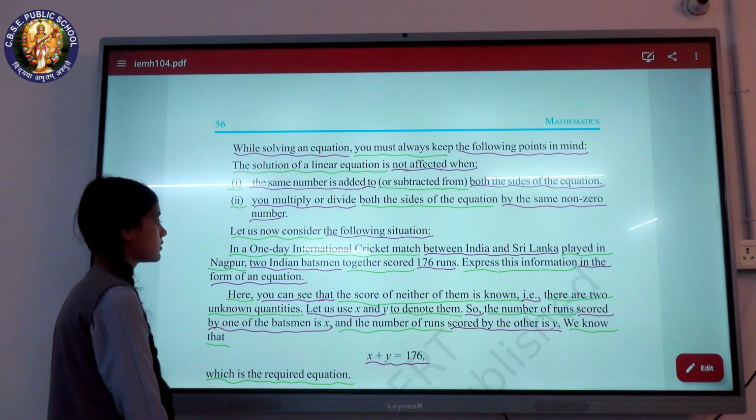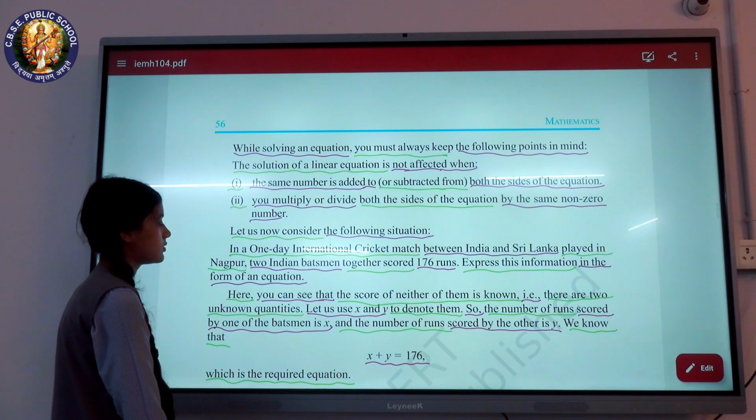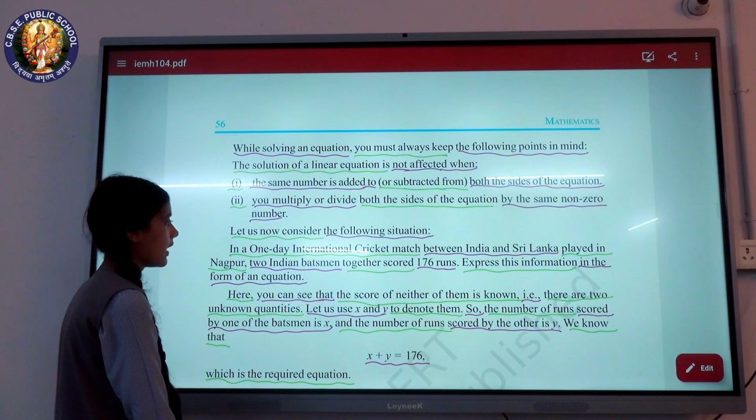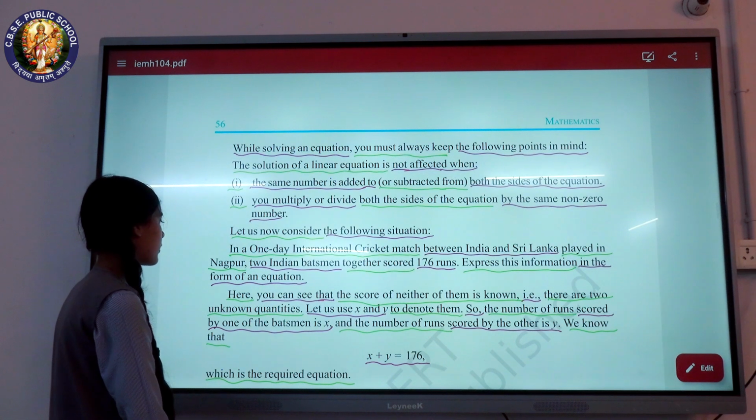Let us now consider the following situation. In a one day international cricket match between India and Sri Lanka, played in Nagpur, two Indian batsmen together scored 176 runs. Express this information in the form of an equation.